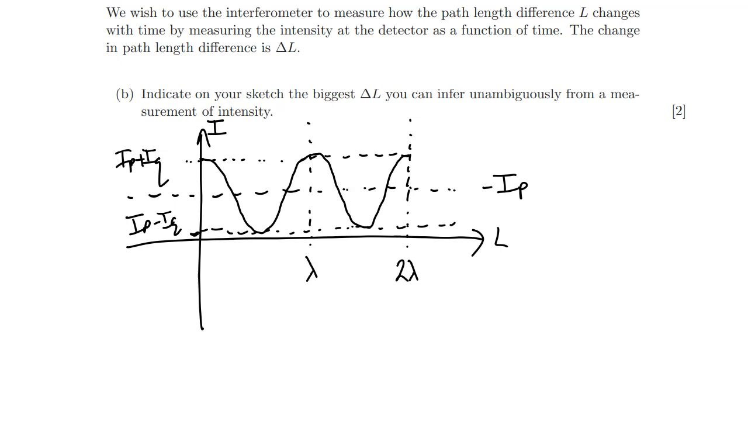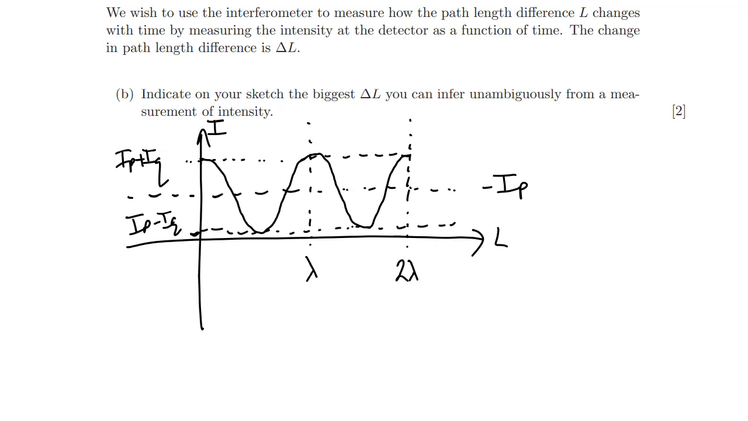Next, we wish to use the interferometer to measure how the path length difference L changes with time by measuring the intensity at the detector as a function of time. The change in the path length difference is delta L. Indicate on your sketch the biggest delta L you can infer unambiguously from a measurement of intensity.